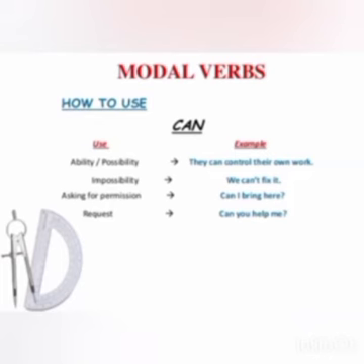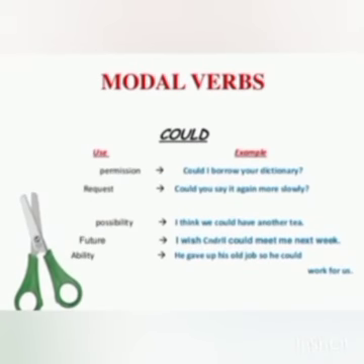Now let's look at the use of could. Could is the past form of can and it is used to ask for permission, like could I borrow your dictionary? It is also used to talk about request. Could you say it again more slowly? Now here the request which you are making is more polite than the can. It also shows the possibility. I think we could have another tea. So you are showing the possibility that what can be there.